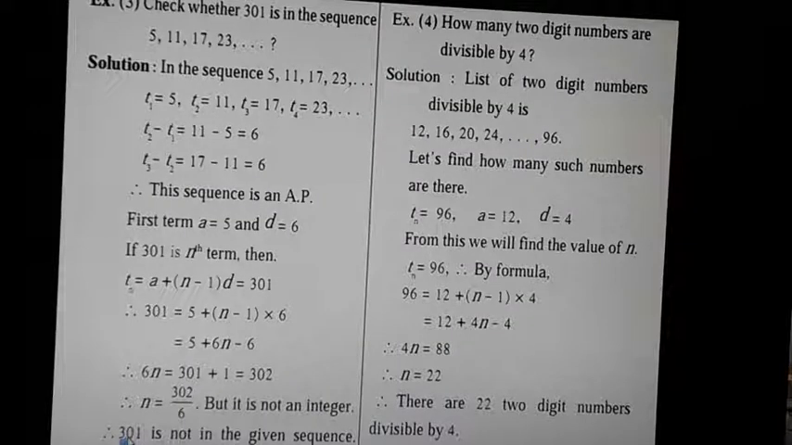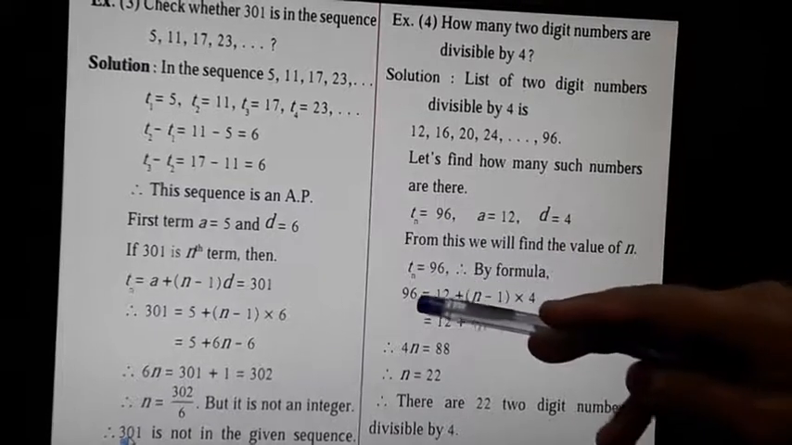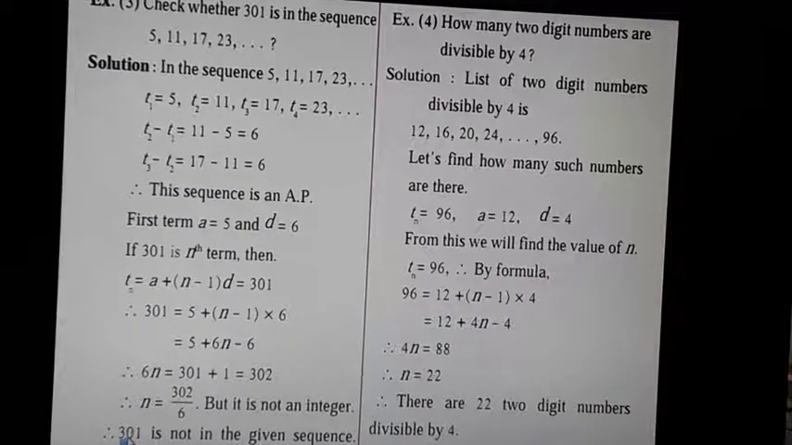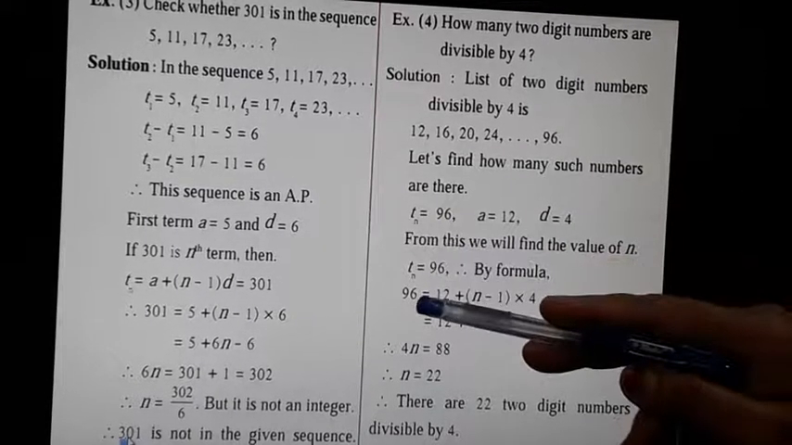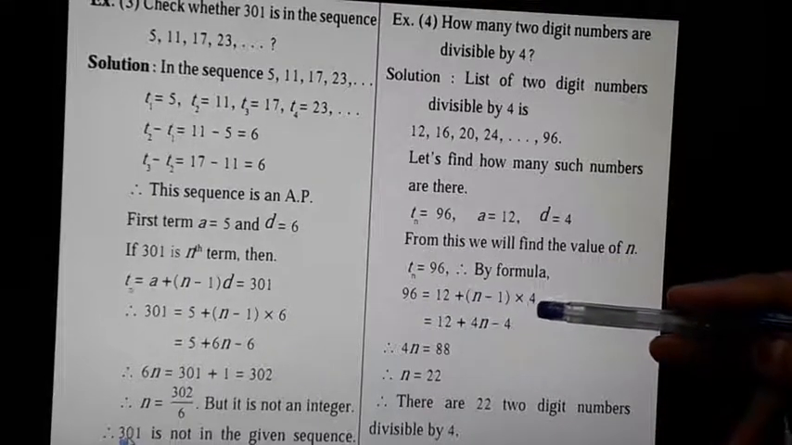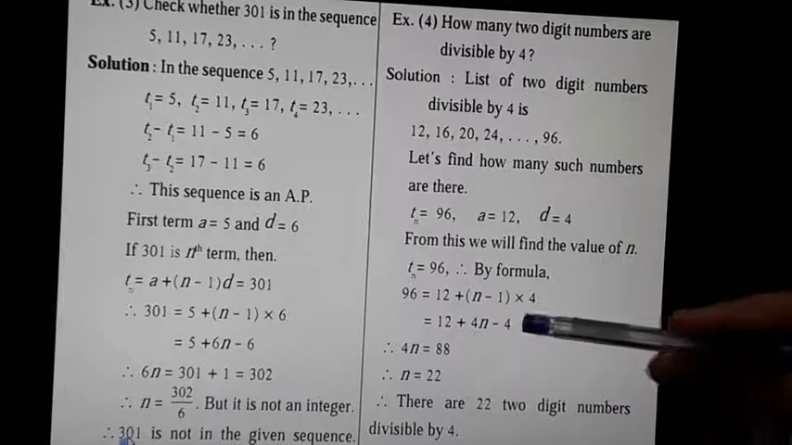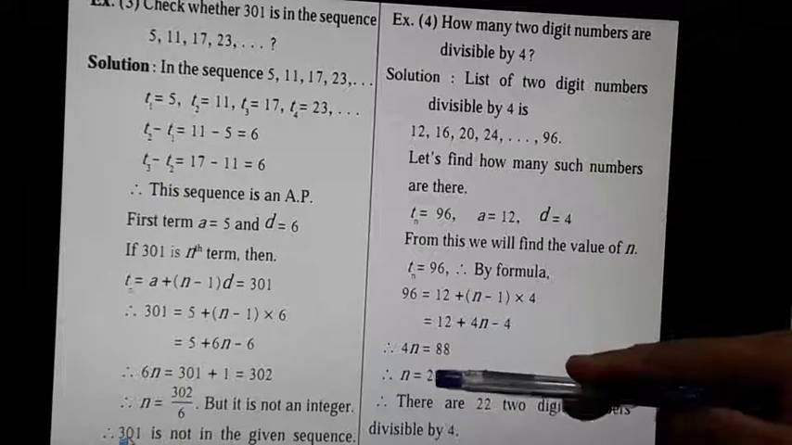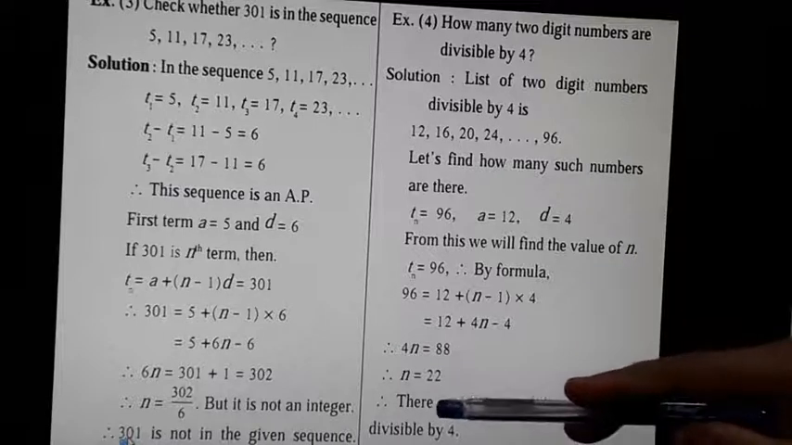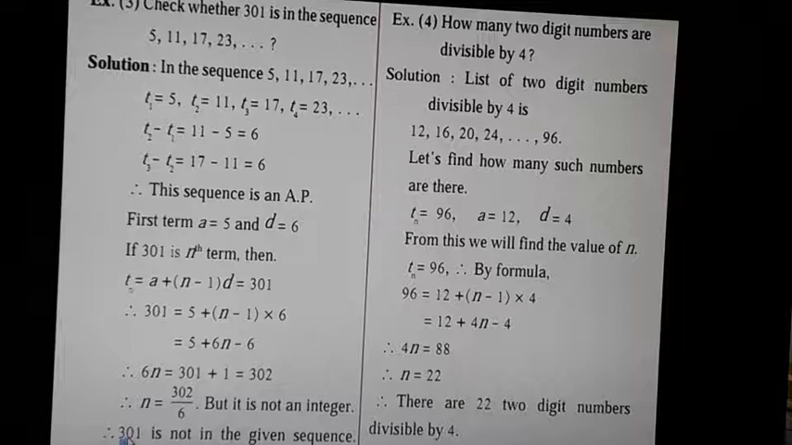So that is 4. Now, to find the value of n, you have to again make use of this formula T of n. So now see here, T of n is 96, equal to a, which is 12, plus n minus 1 into d, which is 4. Now you have to solve it in this way. By solving that, you get the value of n as 22. That means there are 22 two-digit numbers divisible by 4.